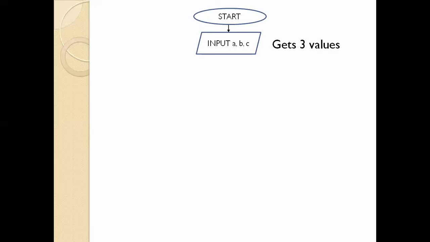So to start with, naturally it starts with our oval shape. Then we have an arrow pointing downward to the next process. So first we need to get 3 values. So we have here a parallelogram indicating you need to input A, B, and C. Those A, B, and C are the numbers, or your grades, to be evaluated. So they are integers. So we have an arrow.